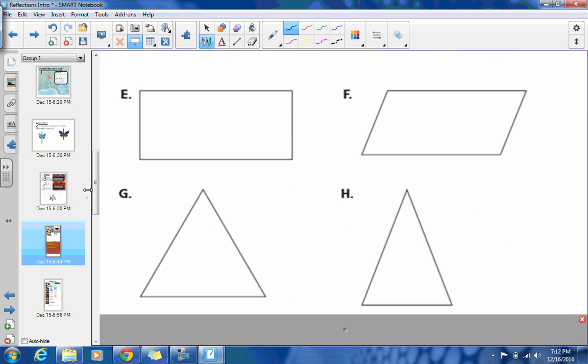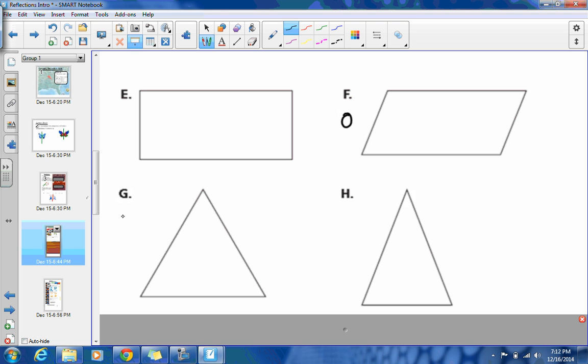Let's see, F would have 0 lines of symmetry. You could try as many as you'd like, but up and down would not work. It wouldn't fold exactly onto itself. Diagonal would not work. There would be flaps hanging over. The other diagonal would not work. Horizontal would not work. There are no lines of symmetry for that one.